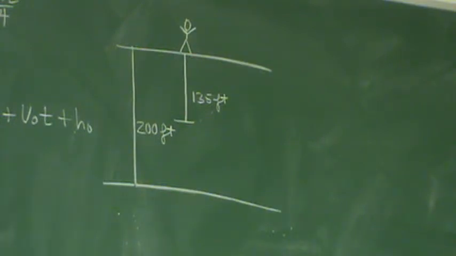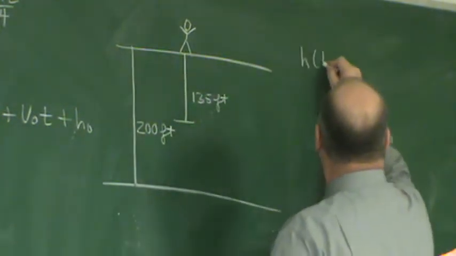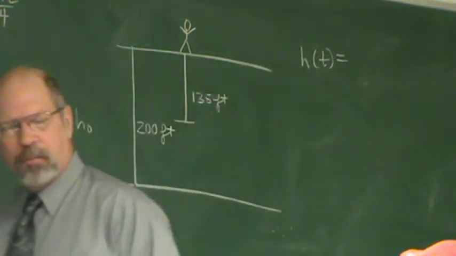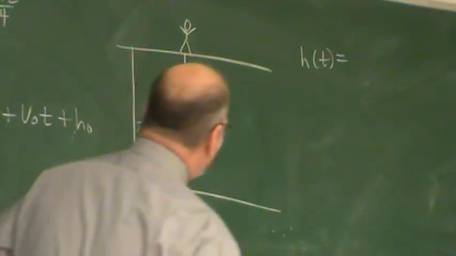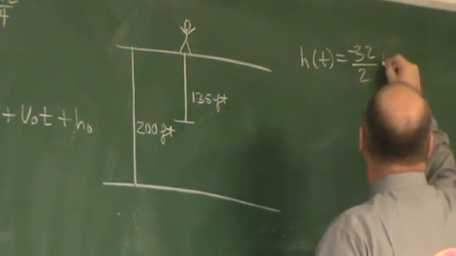Okay, now, the first thing you've got to do is write your formula. h of t. When you're writing your formula, the first thing on your mind ought to be, what value do I use for g? What units were you given? Feet. So what value do we use for g? 32. So we have negative 32 over 2 t squared plus.